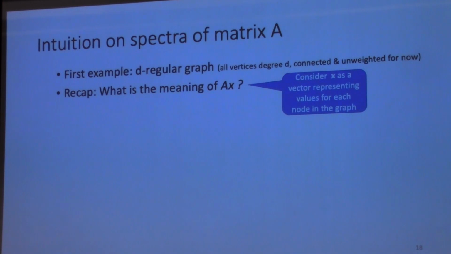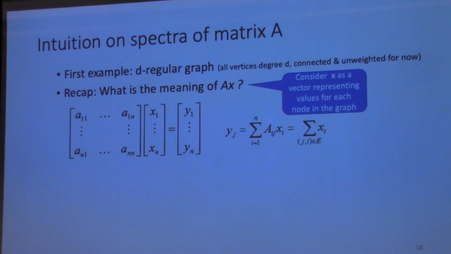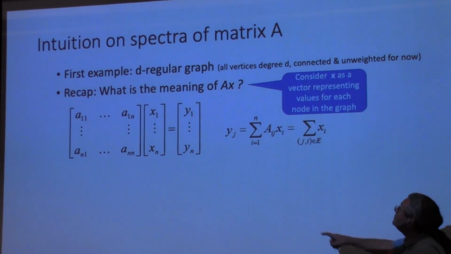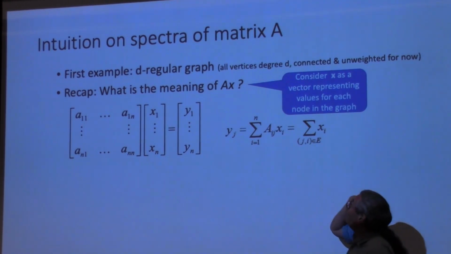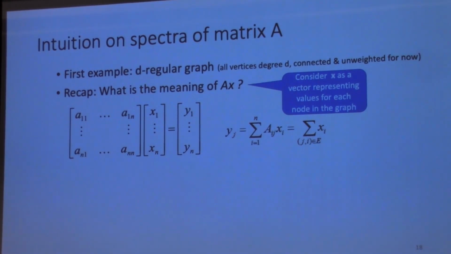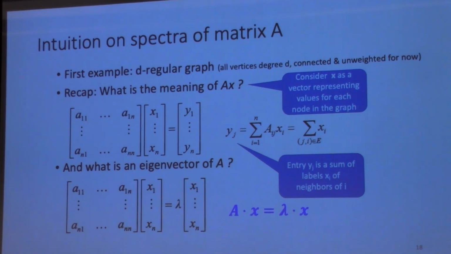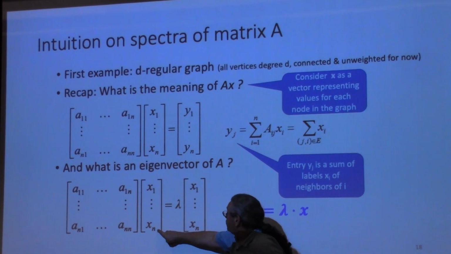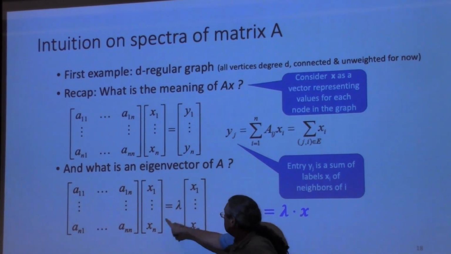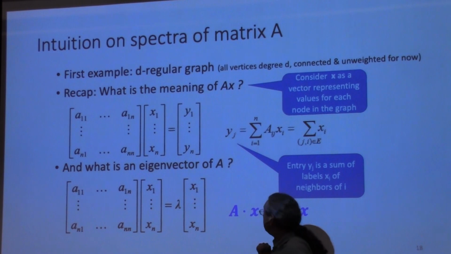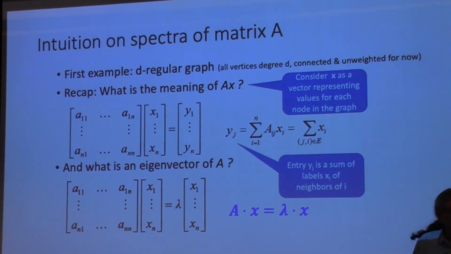Okay. And now we have A, which is the adjacency matrix for this. So A times X. This is just a matrix multiplication: A times vector X equals vector y. And an eigenvector, this is a refresher, is a vector x such that this is equal to some number times that.